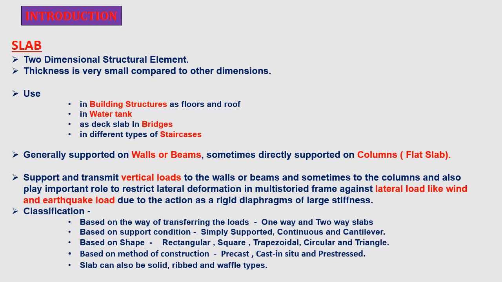Slabs can be classified as one-way slab and two-way slab based on the way they transfer the load. Based on support condition, slab can be classified as simply supported slab, continuous and cantilever slab. Based on the shape, slab may be rectangular, square, trapezoidal, circular and triangular. Based on the method of construction, slabs are precast, cast in situ and pre-stressed. Slab also can be classified as solid slab, ribbed slab and waffle type of slab.